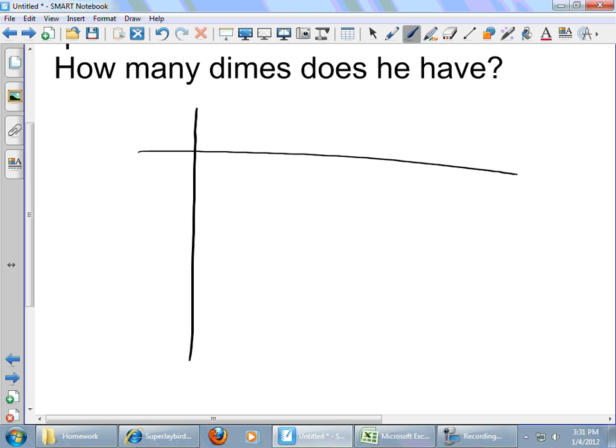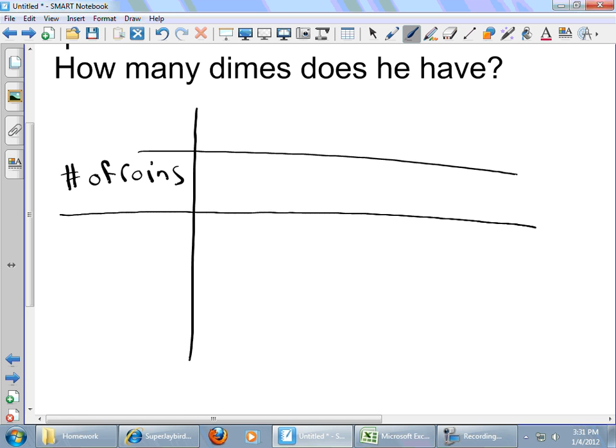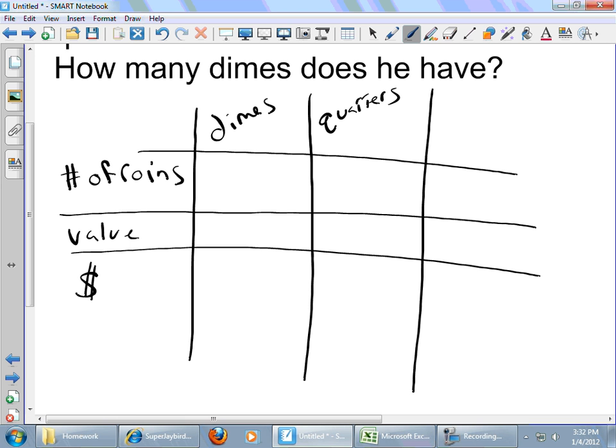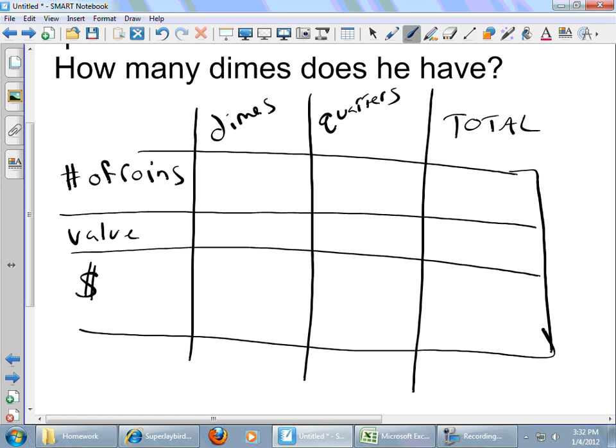First, I'm going to have the number of coins. Okay, and then I'm going to have their value. Then I'm going to have the actual money. Now I know I'm dealing with dimes and quarters, and then I'm going to be dealing with the total amounts. This table can really make it easy to figure out where my two equations are hidden.